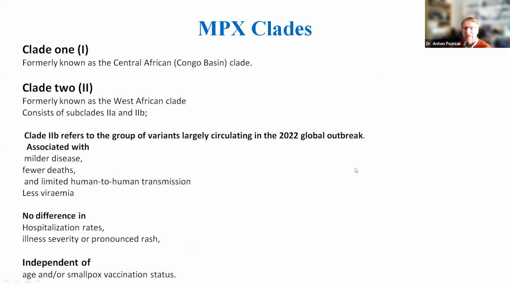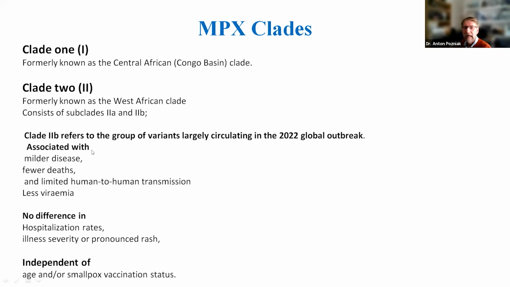Now, the clades. There are two clades that have evolved, clade 1 and clade 2. And this is the one we need to know about. It's clade 2 and especially clade 2b. And this is the one that circulated in the global outbreak. And it's interesting that clade 2 and especially 2b is a milder disease, and that we must be thankful for. Fewer deaths, less human-to-human transmission, and less viremia.